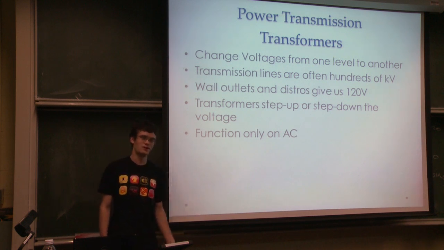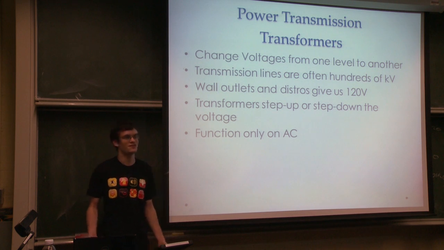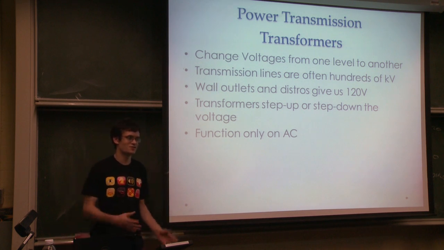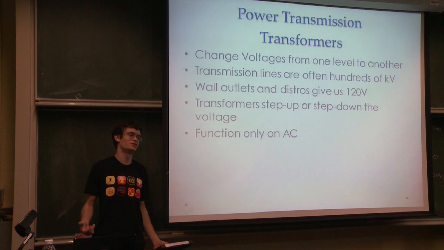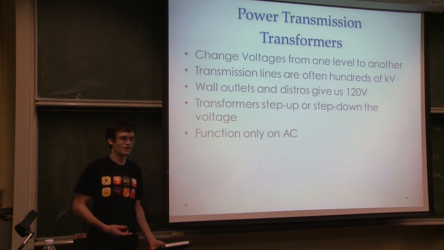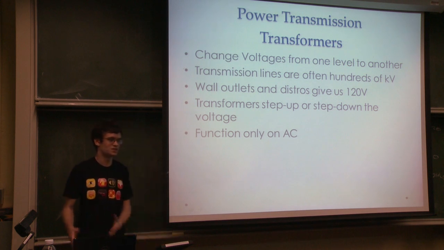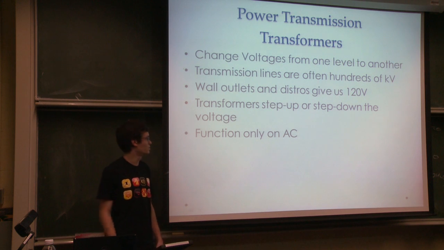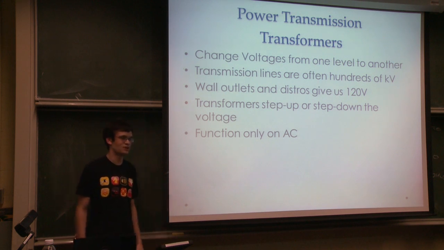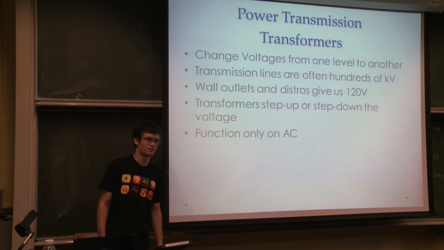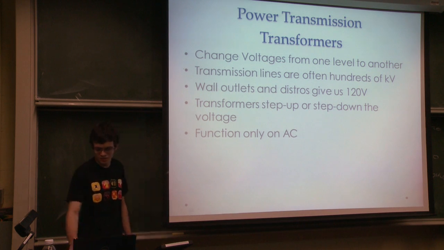So if you're at a power plant, you're probably going to see step-up transformers to make the voltage higher. As you come down the power lines from the high voltage lines down towards your house, you're going to get step-down transformers successively bringing the voltage lower and lower. And they also really only function on AC current or AC circuits, which we'll get to in a minute.